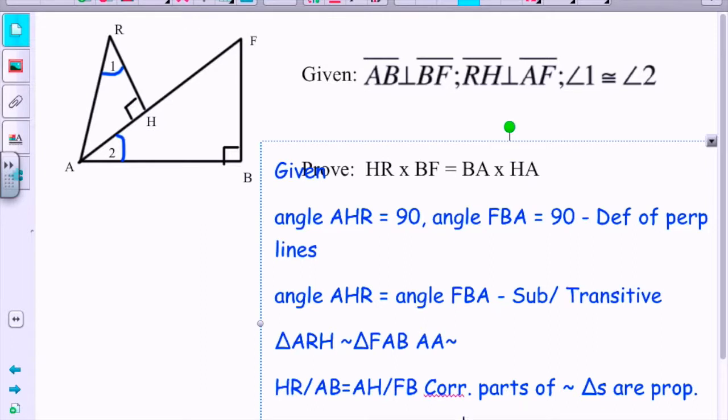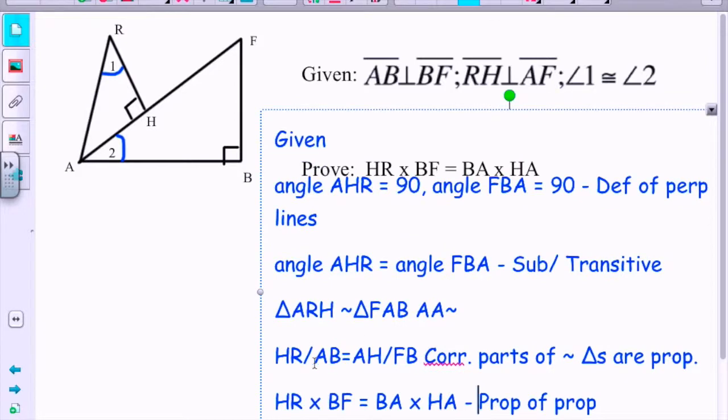All I did there was take the, let me move this up for you, take the proportion I had here and cross multiply, and the properties of proportion say that I can do that. Okay, so this would be the proof for this figure, proving the triangles similar, and then using the fact that they're similar to prove something else.